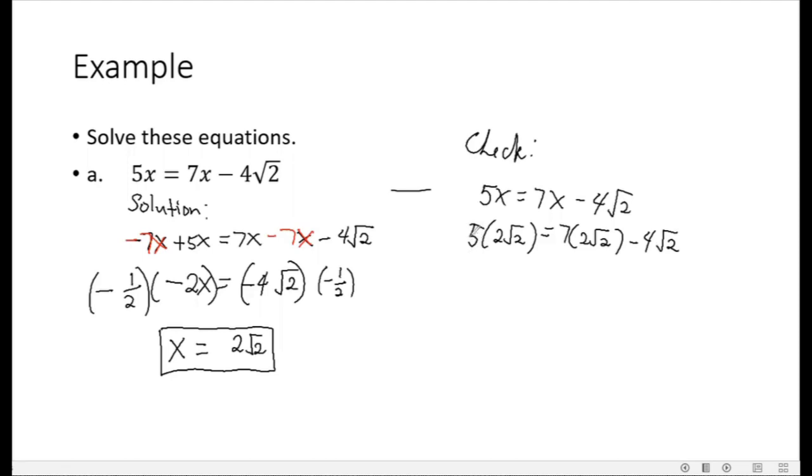Then for the left side, 5 times 2 square root of 2, we have 10 square root of 2. Then for the right side, 7 times 2 square root of 2, we have 14 square root of 2 minus 4 square root of 2. Then bring down 10 square root of 2, and 14 square root of 2 minus 4 square root of 2 is also 10 square root of 2. Then it is checked.